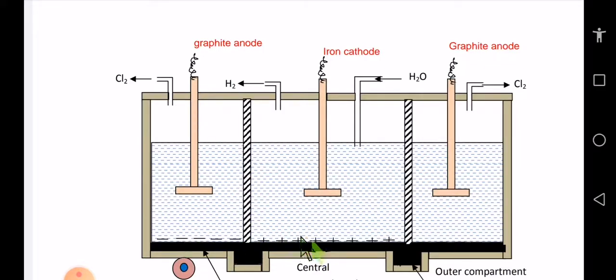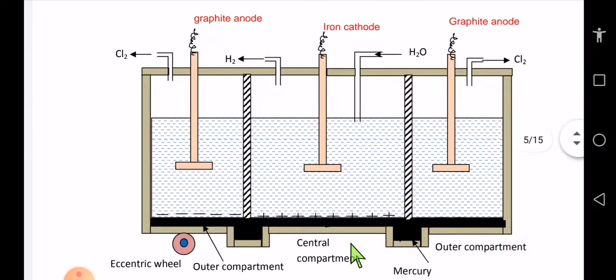Now, a thin layer of mercury can flow from one compartment to another at the bottom of this rectangular vessel. This thin layer of mercury flows with the help of the rocking motion of an eccentric wheel. With the help of this rocking motion, the mercury can flow from the outer compartments to the central compartment and from the central compartment to the outer compartments.